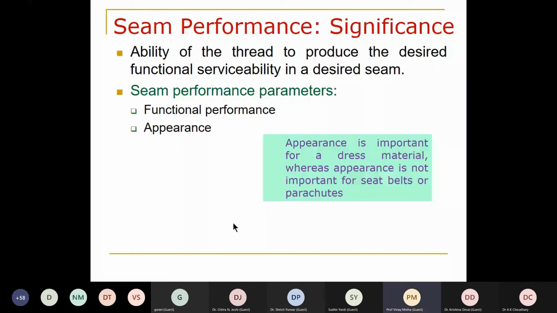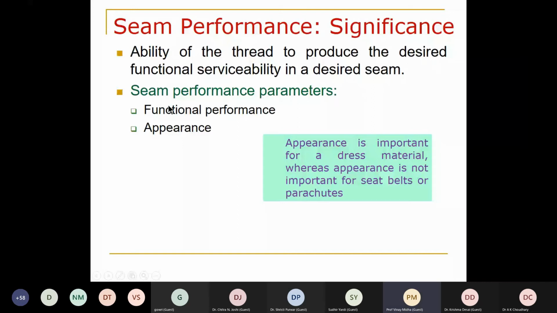Then coming to seam performance now, the ability of the thread to produce the desired functional serviceability in the desired seam is the seam performance. And the seam performance parameters basically are the functional performance and the appearance. Two different parameters can be there in the seam performance. Appearance is important for the dress material, whereas the functional properties are required for technical applications.